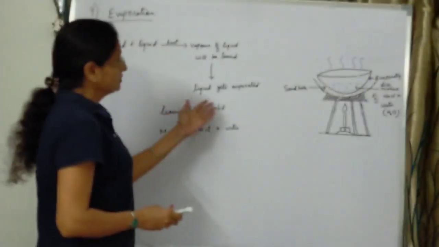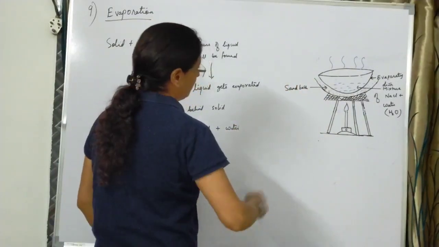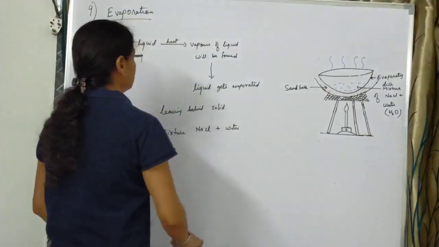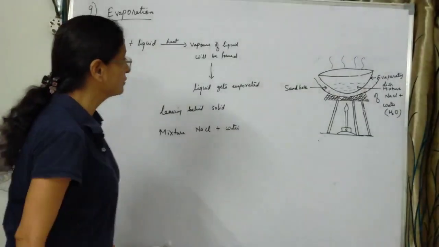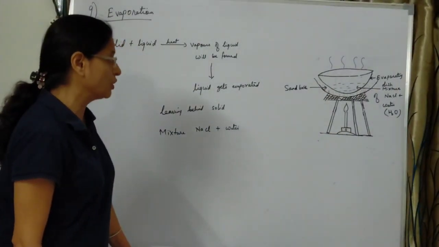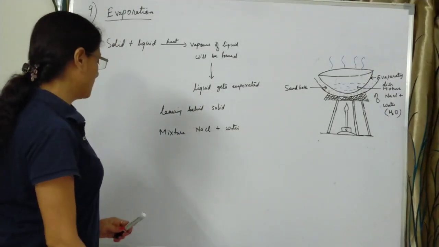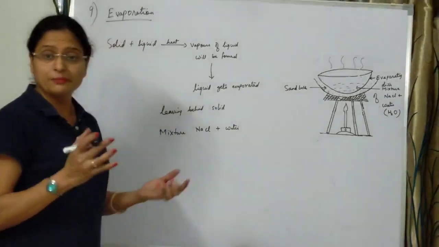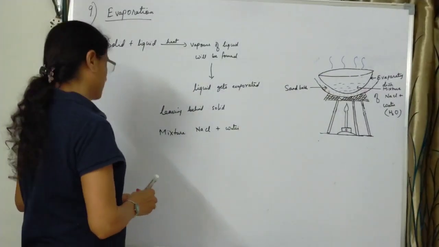So what will happen? Water will be evaporated, escaping as vapors, and your common salt will be left behind. Again, you can collect this common salt from this evaporating dish, which is made of porcelain, so we also call this a porcelain dish. In this way the substance can be recovered. The components of mixtures can be separated by the use of certain methods.